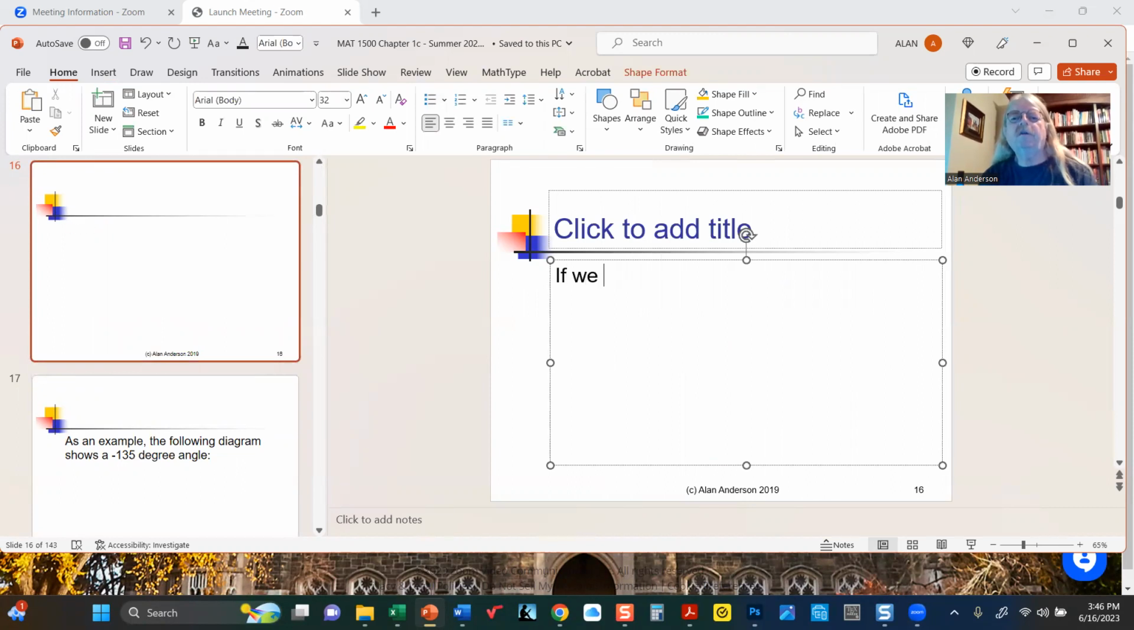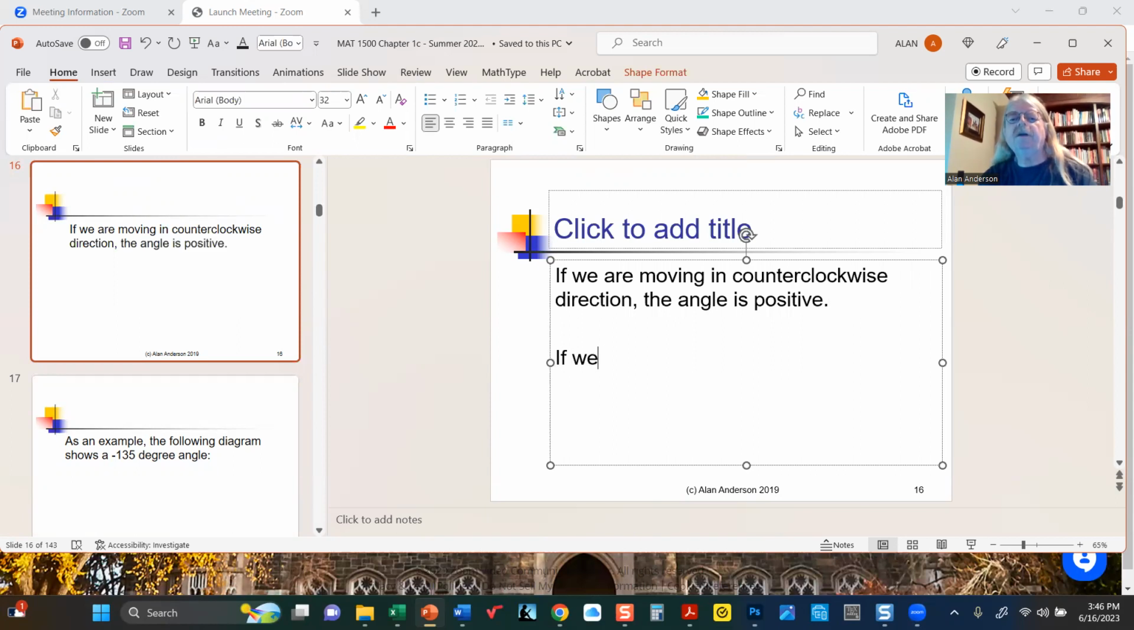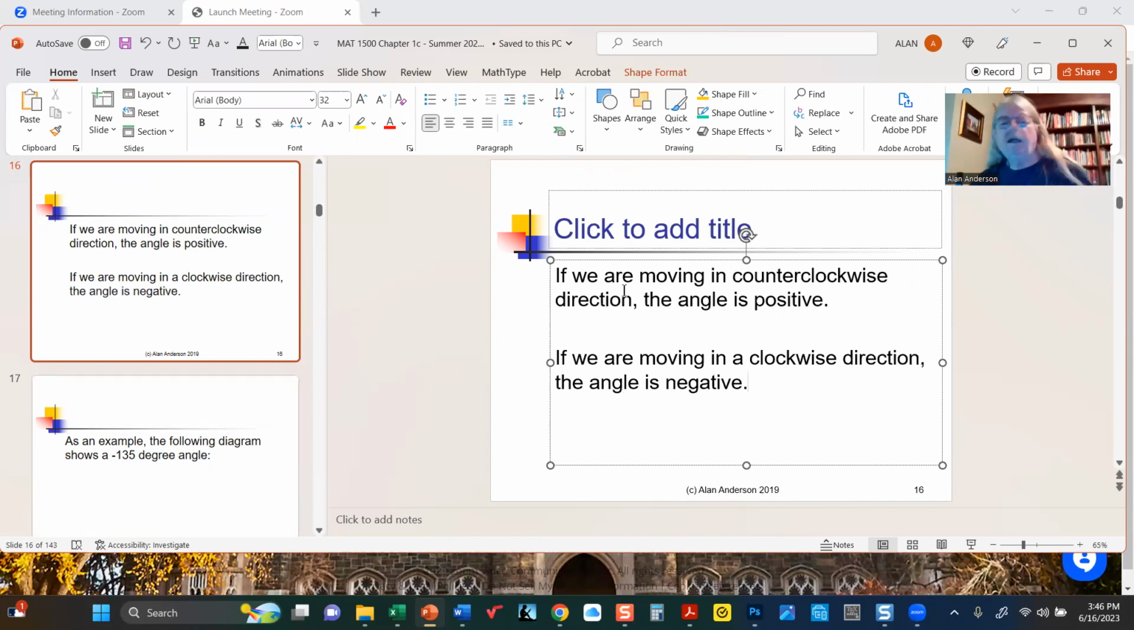if we are moving in a counterclockwise direction, the angle is positive. If we are moving in a clockwise direction, the angle is negative. Negative angles, interesting. So that's how we can tell them apart. Okay, so here's an example of this.